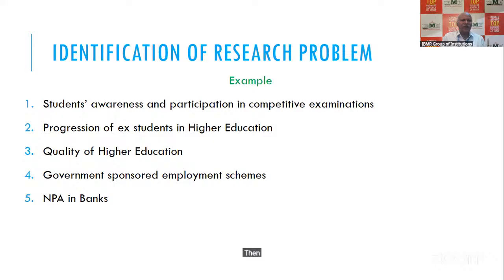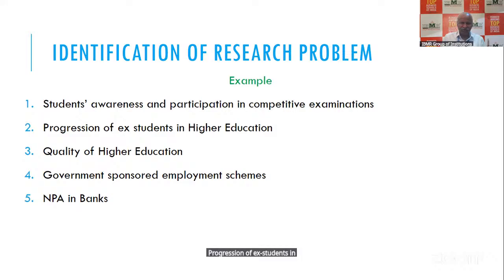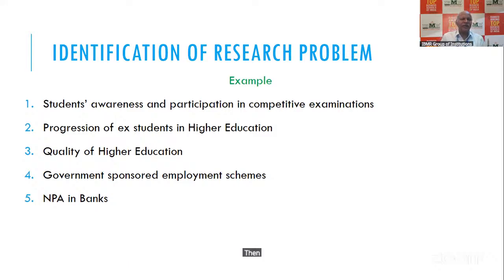Then there is another research problem, progression of ex-students in higher education. Then one more research problem identified is quality of higher education. One more is government-sponsored employment schemes, I would like to study that. Then one more, NPA in banks, non-performing assets in banks. So these are the 5 research problems that are identified.